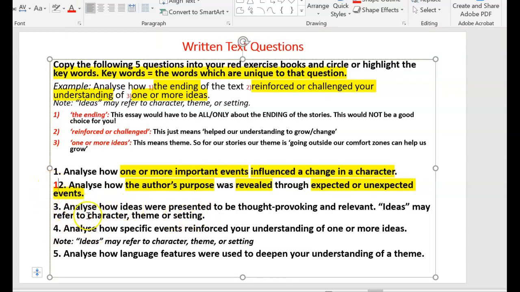Let's look at number 2. Analyze how ideas were presented to be thought-provoking and relevant. Sorry, I don't want to put how on there. Never mind, I'll put that. Thought-provoking and relevant. So what does that mean?